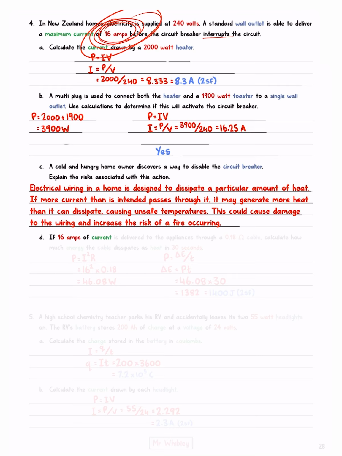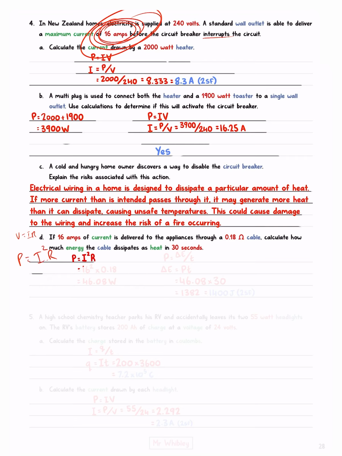If 16 amps of current is delivered to the appliance through a 0.1 ohm cable, calculate how much energy the cable dissipates as heat in 30 seconds. We can use the equation that P is equal to I squared R, which is an equation we get by taking P equals IV and knowing that V is equal to IR, replacing our V with IR. I times I is I squared, and hence I squared R. We know our current, and we know our resistance, which gives us 46.08 watts.